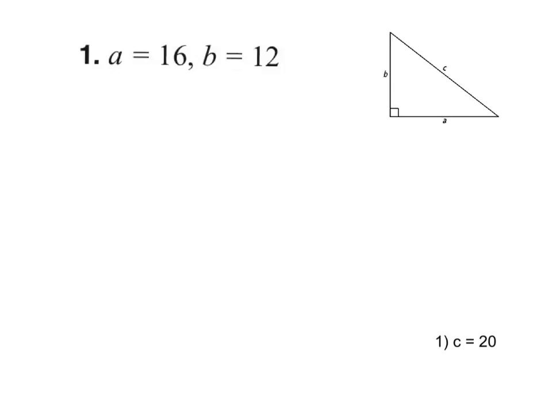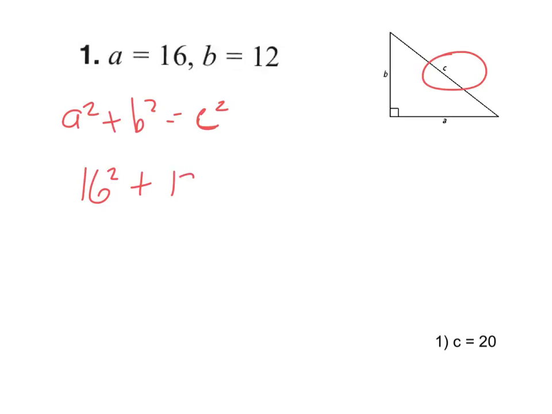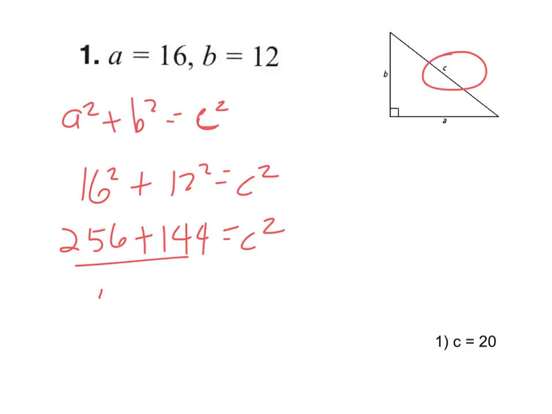Alrighty, so as a reminder, Pythagorean's theorem is a squared plus b squared equals c squared. And we can remember that c is always the hypotenuse no matter what. So we've got 16 squared plus 12 squared equals c squared. 16 squared again means 16 times 16, so it's 256 plus 144 equals c squared. Add these together, we get 400 equals c squared.